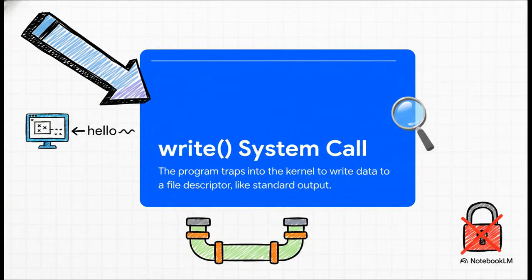But wait, you'd think it could just write to the screen itself, right? Nope. One more trip to the kernel is required. See, you can't have random programs scribbling all over your display. That would be total chaos and a huge security risk. So to do its job, the echo program makes another system call, write, and politely hands the string hello over to the kernel, saying, could you please put this on the screen for me?